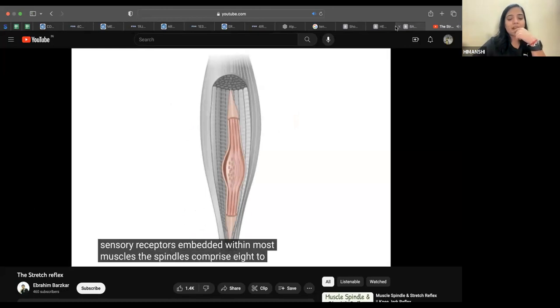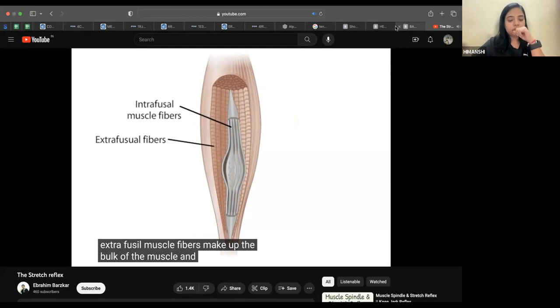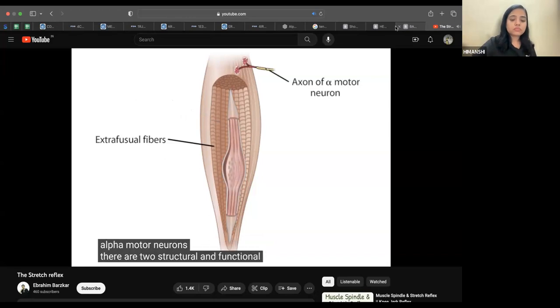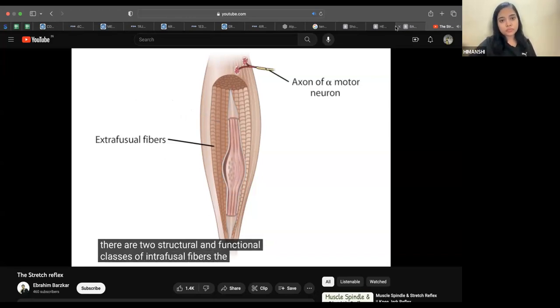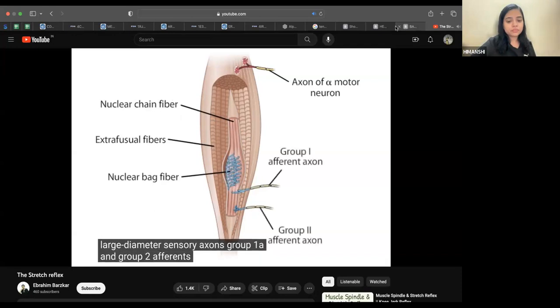The spindles comprise 8 to 10 intrafusal fibers arranged in parallel with the extrafusal fibers. The extrafusal muscle fibers make up the bulk of the muscle and are innervated by alpha motor neurons. There are two structural and functional classes of intrafusal fibers: the nuclear bag fibers and the nuclear chain fibers. These fibers differ in the position of their nuclei, the intrinsic architecture of their myofibrils, and their dynamic sensitivity to stretch. Large diameter sensory axons, group 1A and group 2 afferents, are coiled around the intrafusal fibers.